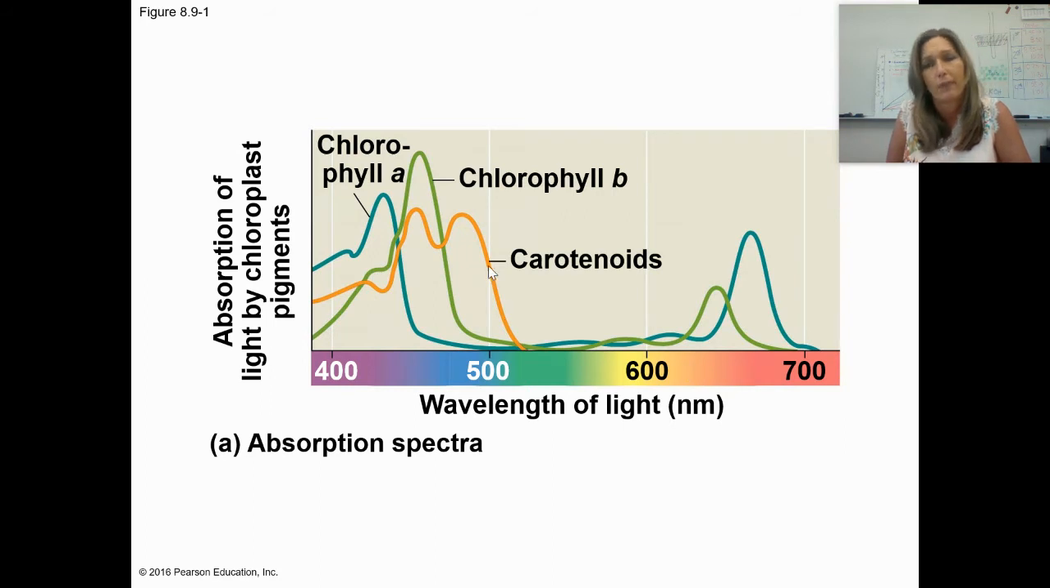So you would never have to memorize which wavelengths chlorophyll A, B, or carotenoids absorb. Your job would be to read a graph like this if you were given this graph. So this is called an absorption spectrum, the absorption spectrum for each of these pigment molecules.